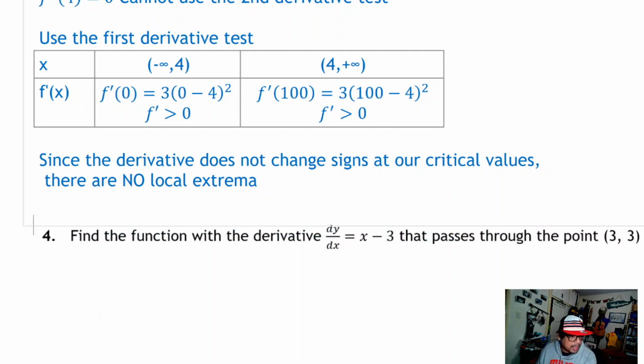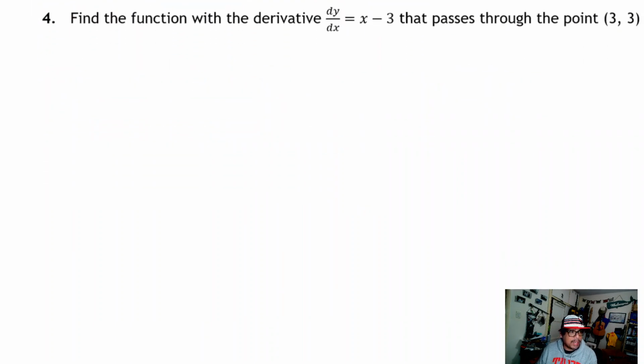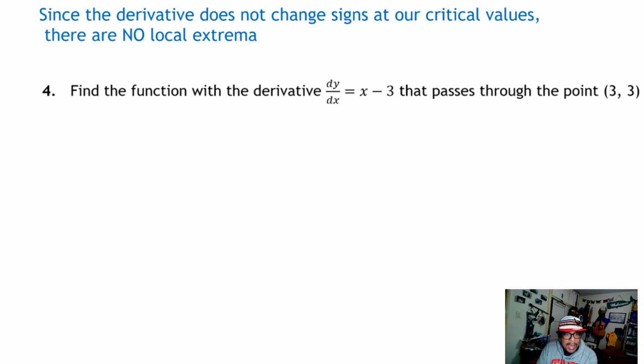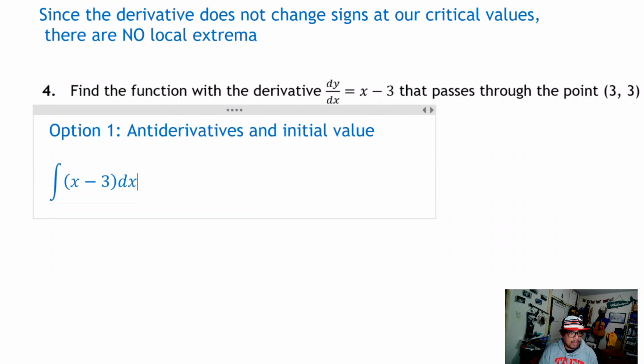Okay, let's take a look at the next question, number 4, which would be to find the function with the derivative x minus 3 that passes through our point (3, 3). We have a couple of options for solving this problem, and I'm going to start with the option that seems easiest, the one that I probably used when I was in school. So we start with the antiderivative of x minus 3. That gives us 1/2 x squared minus 3x plus a constant of integration.